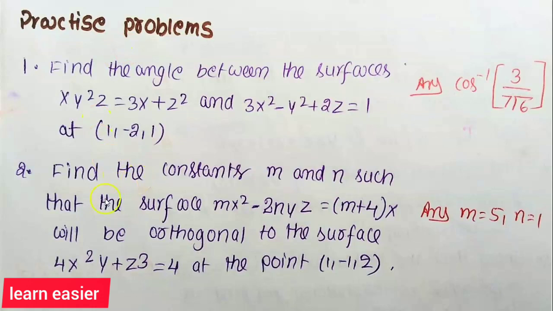So practice these problems. Here, after calculating cos theta, you can get theta equal to cos inverse of 3 by 7 root 6. So that angle theta is equal to cos inverse of 3 by 7 root 6. So these are the two problems. Practice these problems.